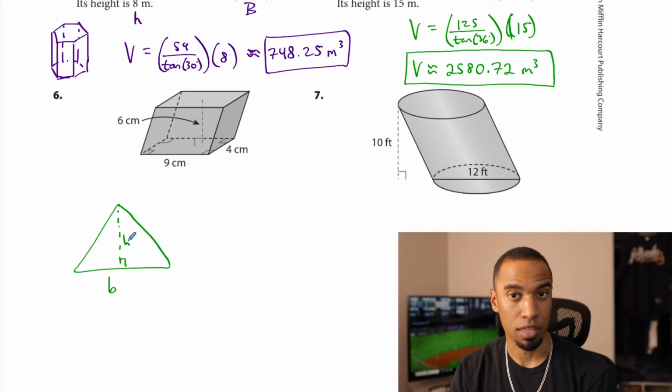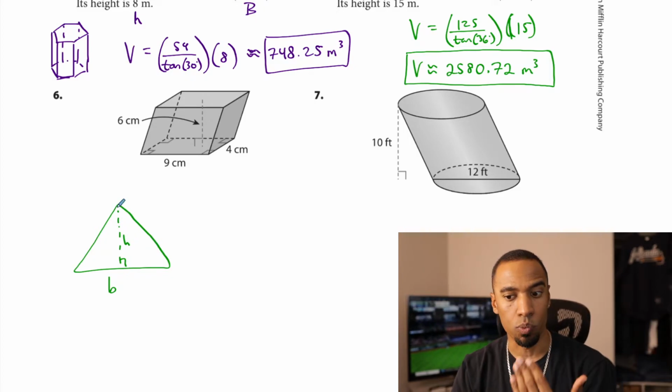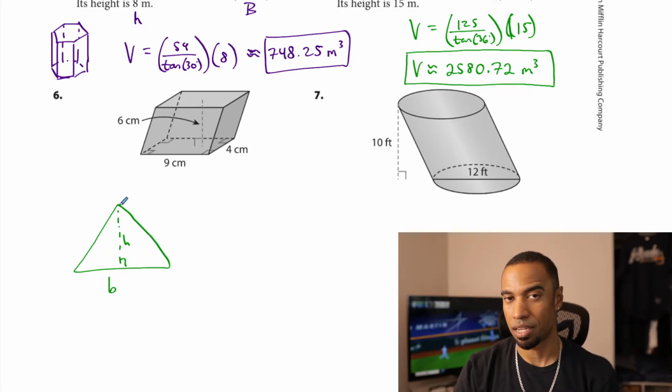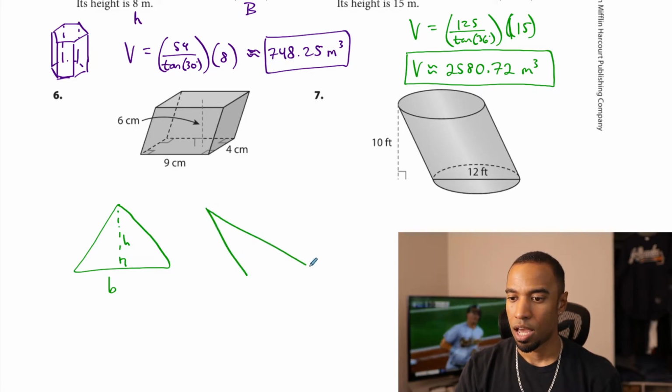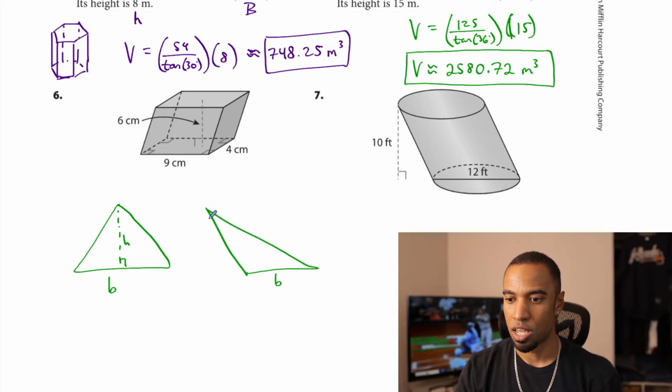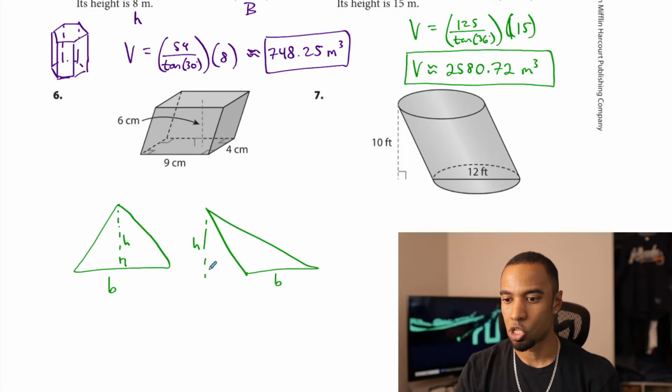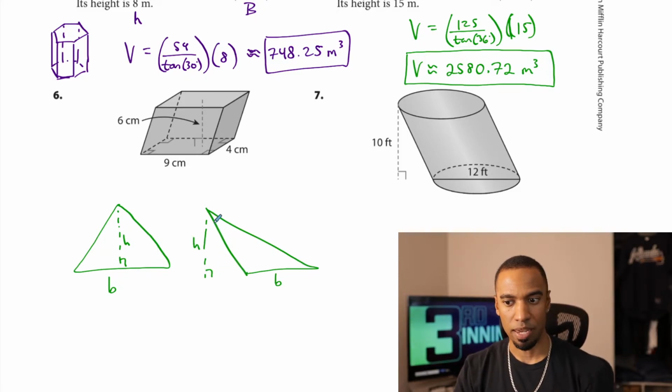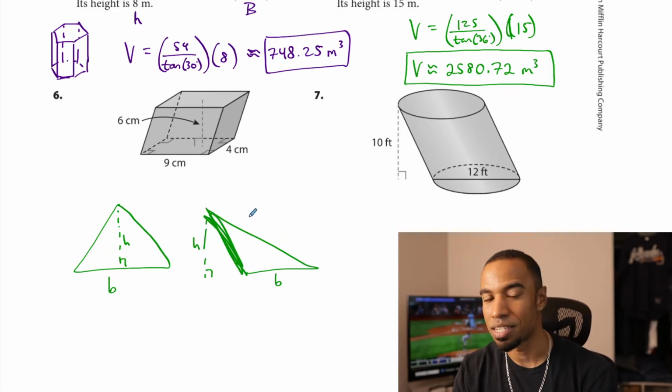It's not a side length in this case. It's something that just reaches the tip perpendicularly, even one that goes obtuse like this. If this is your base, your height is right here because it's what goes perpendicularly to the base. It's not this. It's not a slant height.